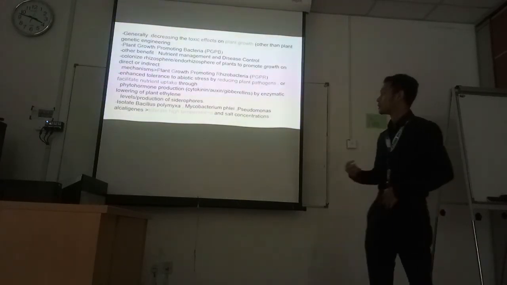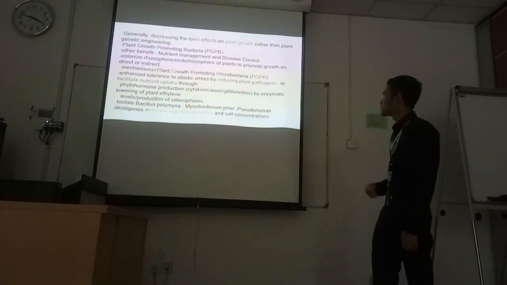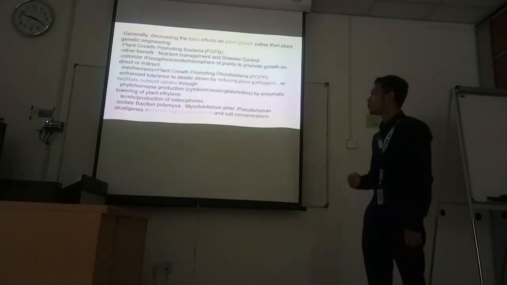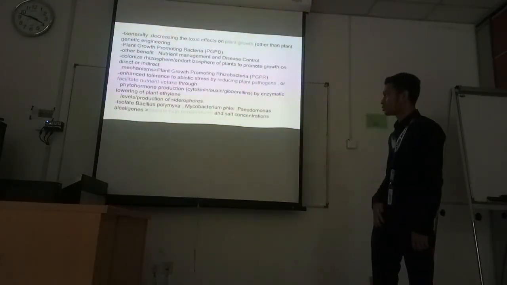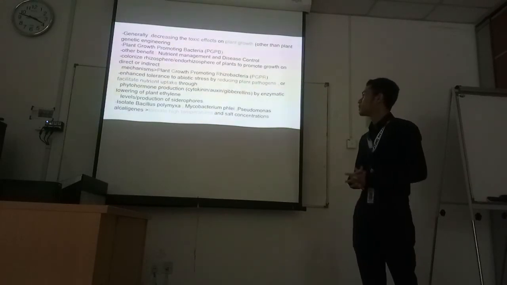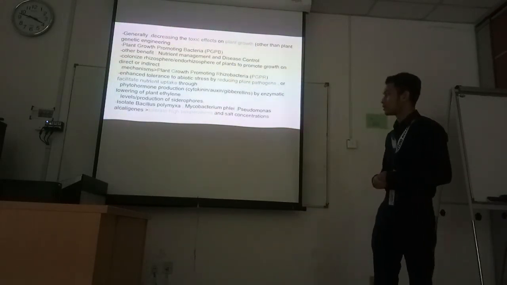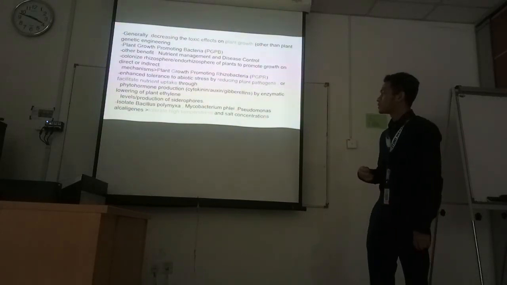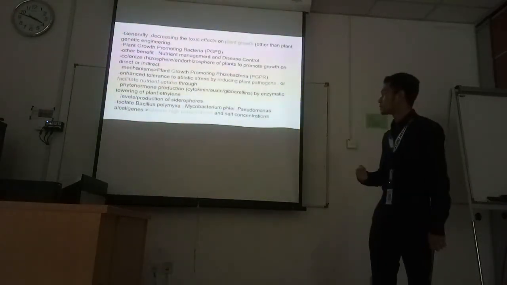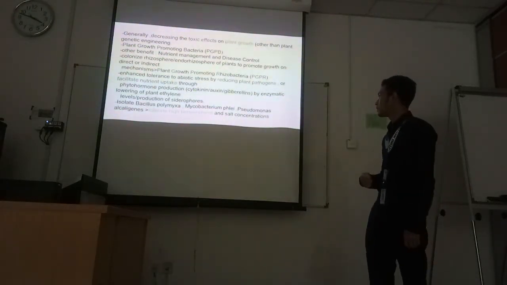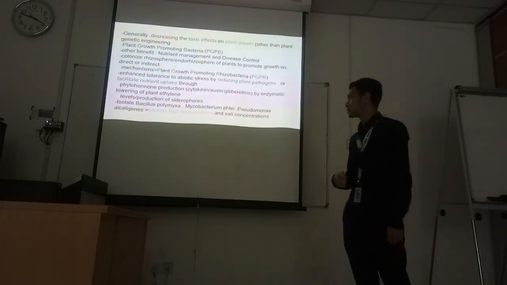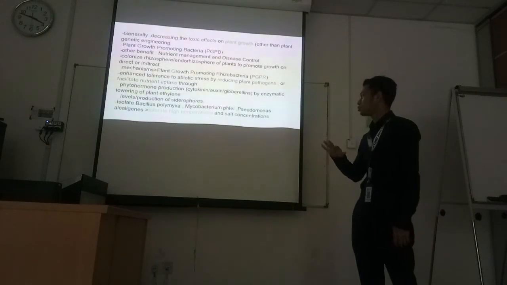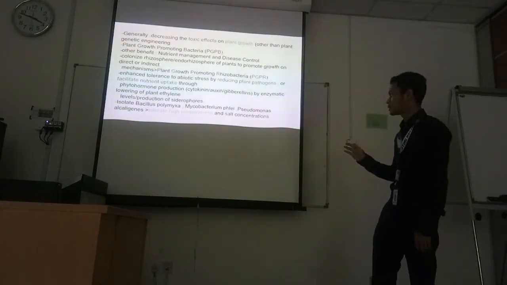This can enhance tolerance to abiotic stress by reducing plant pathogens or facilitate nutrient uptake through phytohormone production like cytokinin, auxin or gibberellins, by enzymatic lowering of plant ethylene levels, or production of siderophores. And next, they can isolate Bacillus polymyxa, Mycobacterium flavum, and Pseudomonas alcaligenes, which have an effect on tolerating high temperatures and salt concentrations.